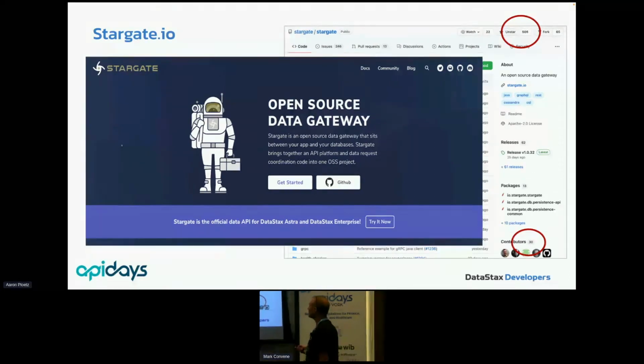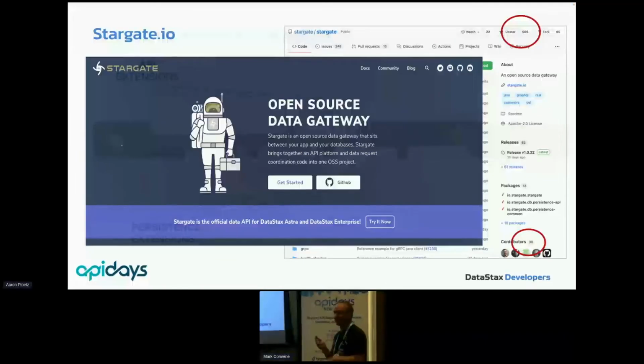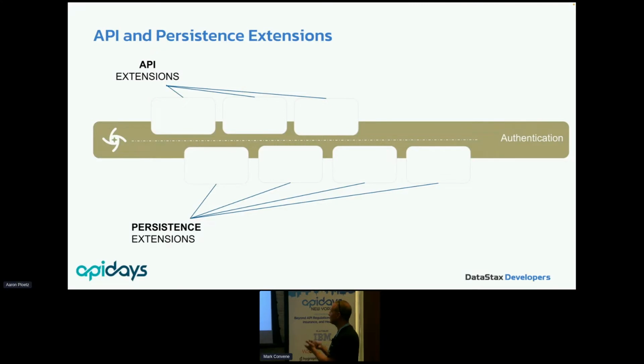All right. So Stargate, of course, is our open source data gateway. Okay, this is the cool part, where we show what Stargate really does. We have our API extensions, which we've talked about quite a bit, then our persistence options underneath, and Stargate takes care of the security piece as well.